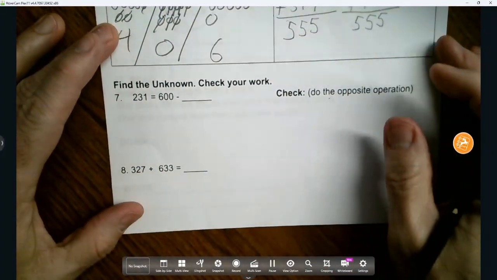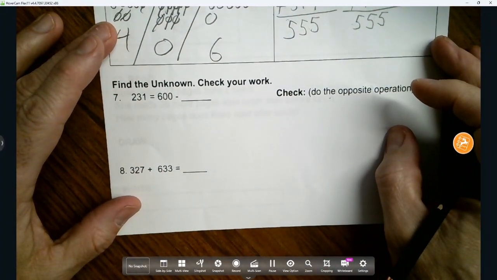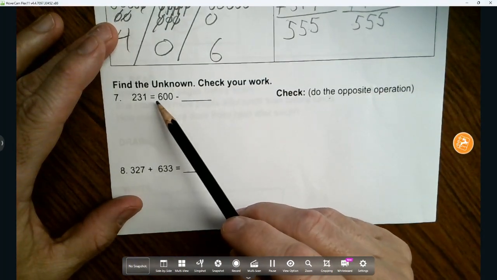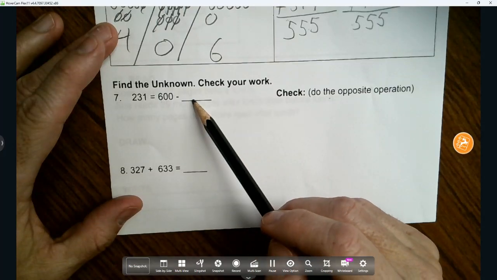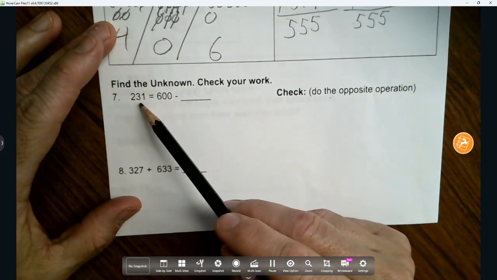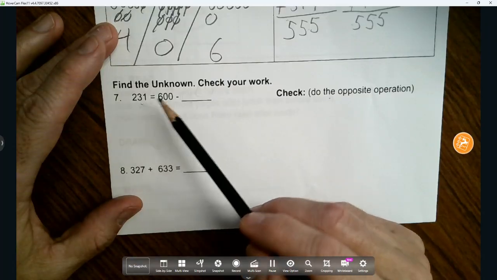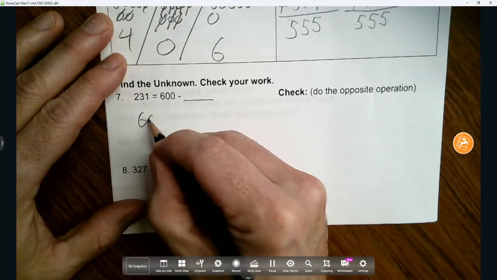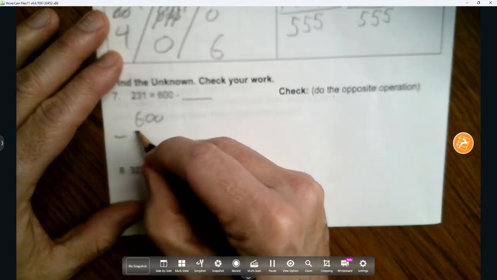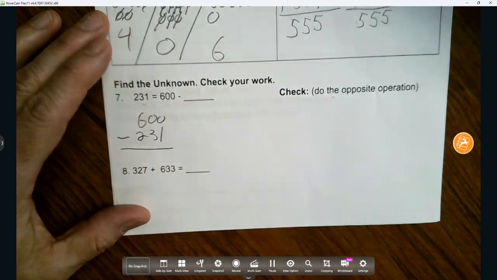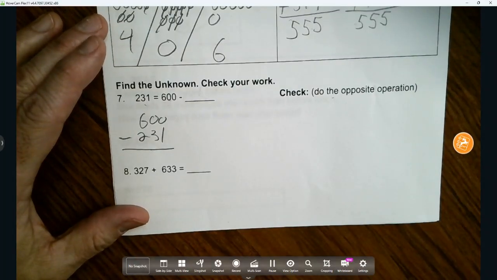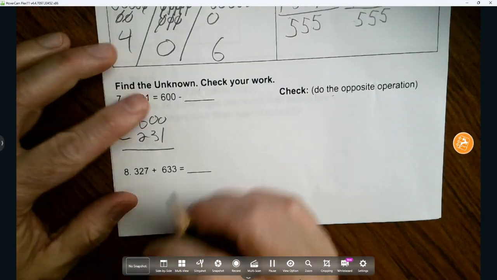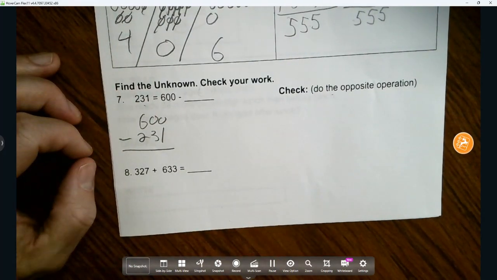Down to number 7. Find the unknown. This sounds like it's supposed to be scary. All right. We know that 600 minus blank, we've got to figure out what this is, equals 231. Turn this problem around. What I mean is we want to say 600 minus 231 to find our missing number. So when we see this, oh, he's going to do it. Yep, I'm going to do it again. On this one, we're going to use the constant difference.